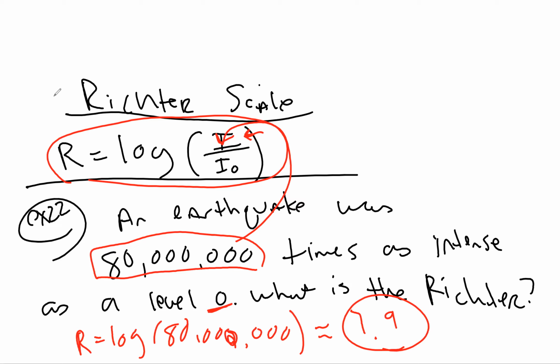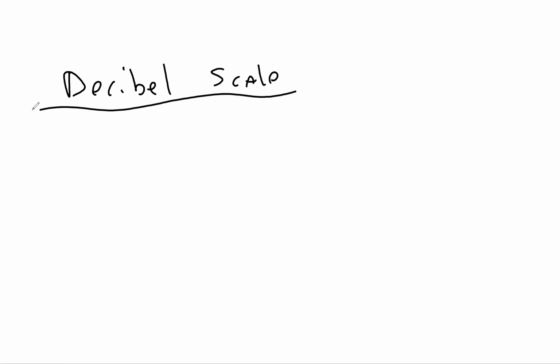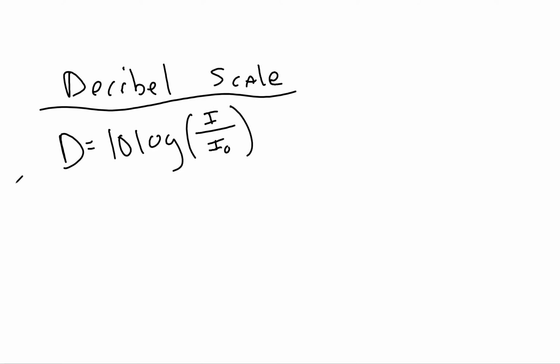The last one we're going to look at today is the decibel scale. Isn't that like sound? Yes, exactly. The decibel scale measures sound. Here's the formula: D for decibel equals 10 log of I on top, a regular I, and I sub 0 on bottom. That's the formula.